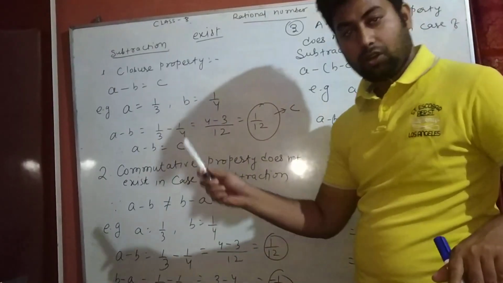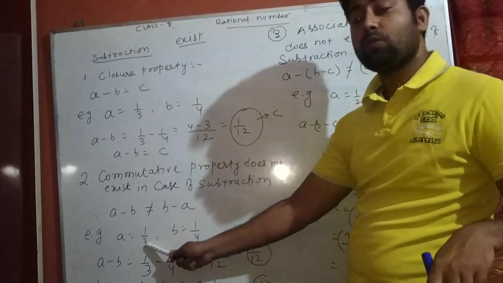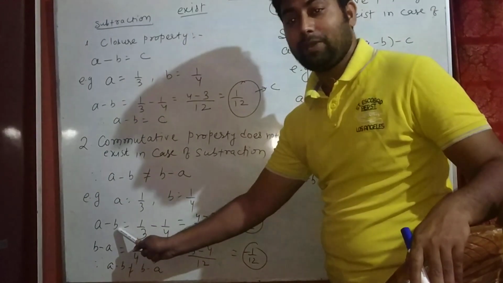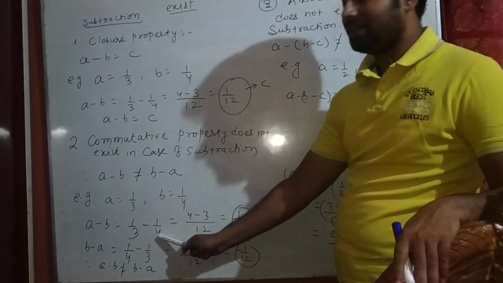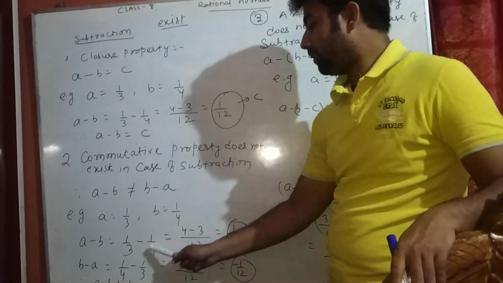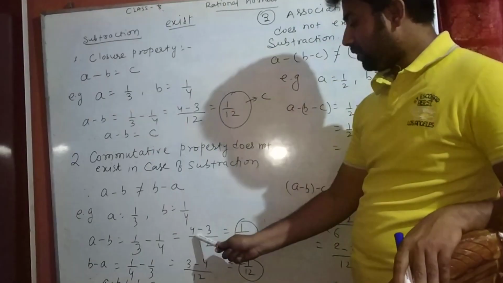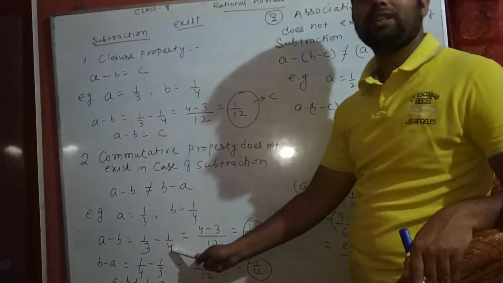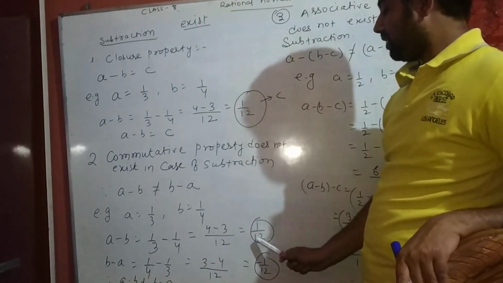We can also see one example. a minus b is not equal to b minus a. I have considered a equal to 1 by 3 and b equal to 1 by 4. Now find a minus b. Instead of a I have written 1 by 3, instead of b I have written 1 by 4. Now what will be their LCM? Again it is 12. In the table of 3, 12 comes 4 times, so I have written 4. In the table of 4, 12 comes 3 times, so I have written 3. Now 4 minus 3 will be 1 by 12.